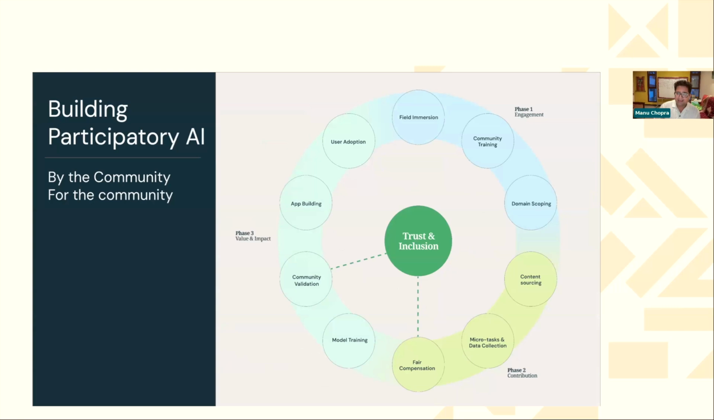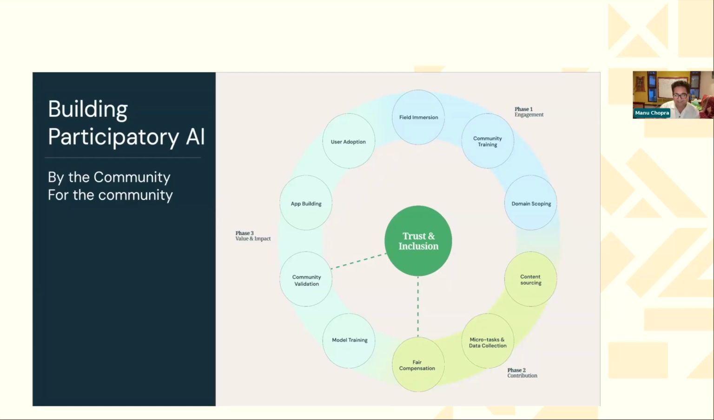So what we did was, this is usually what a typical Karya exercise looks like. We started by going to the field. So you see the blue at the top. We started working with the communities and started scoping out domains to understand where AI technologies would be the most impactful, and very quickly learned agricultural advice was the biggest place where communities wanted access to better information in their language.